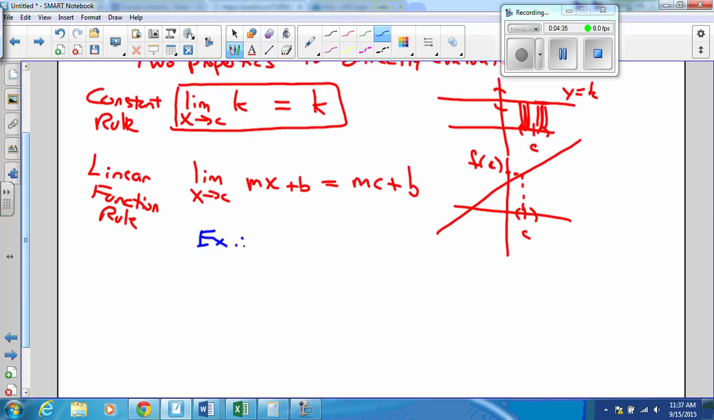I'll take a moment to just show you, in case it's not clear, how this might work. Here I have the limit as x goes to 1 of 4x minus 2, and I consider, hey, that function is a linear function. So I bust out my linear function rule and say that this limit is immediately 4 times 1 minus 2, which is 2. No graphing calculator required. Isn't that nice?